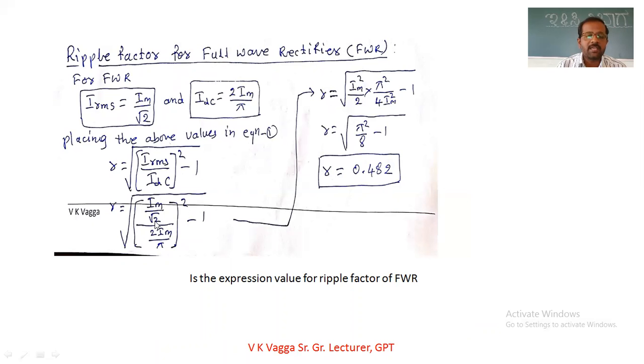So this is equal to IM square divided by 2 into, it is 2 IM square divided by pi square. After simplification, it is equal to pi square divided by 4 IM square. Again, IM square and IM square cancel. What remains is pi square divided by 2 into 4, 8. It is under root of pi square divided by 8 minus 1. And after simplification, you get the ripple factor equal to 0.482.